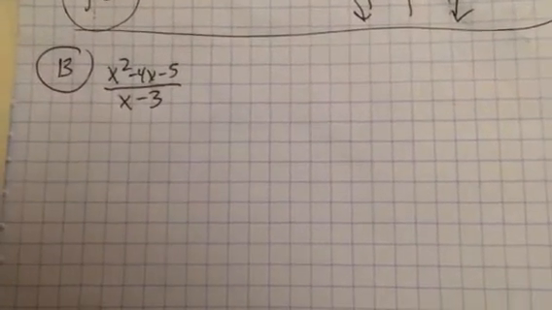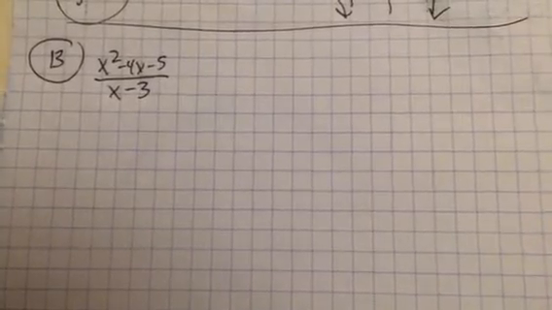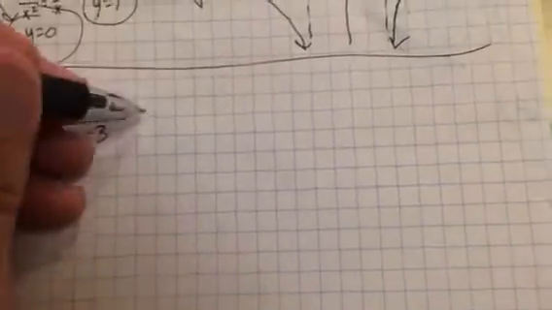This is Math 141 Practice Test 1. This is problem number 13. And on this problem number 13, we're supposed to graph it. So let me factor it and just see if anything happens to drop out.